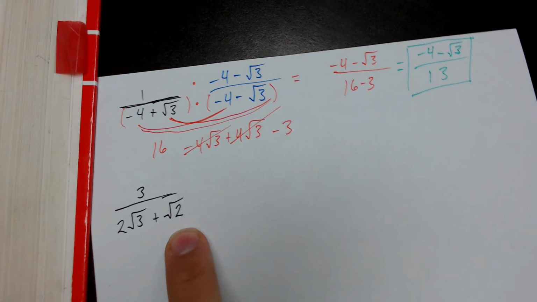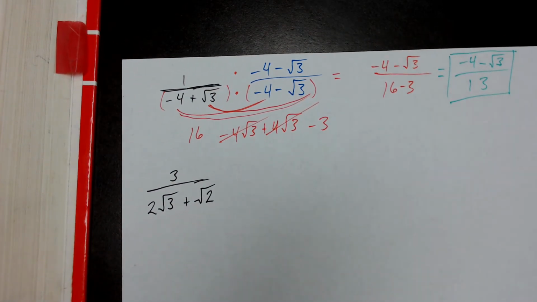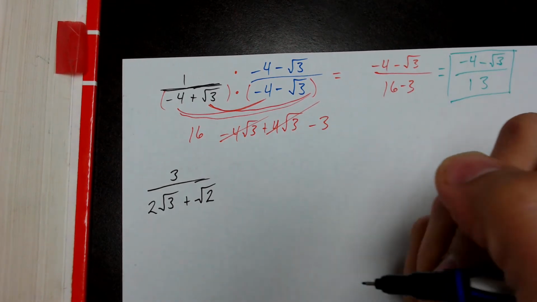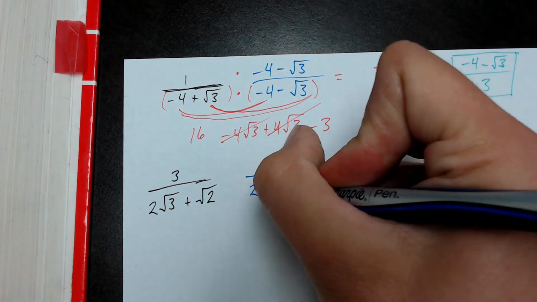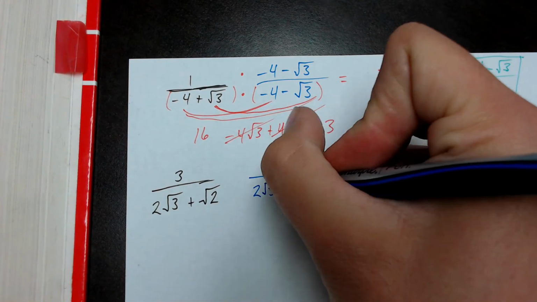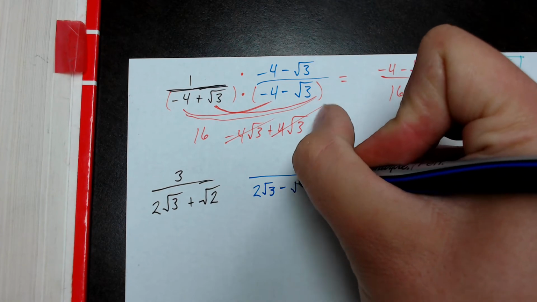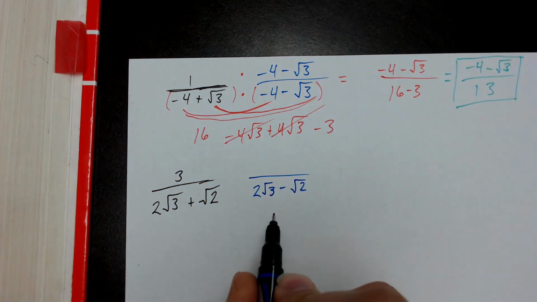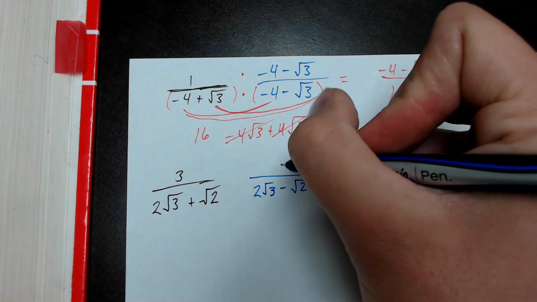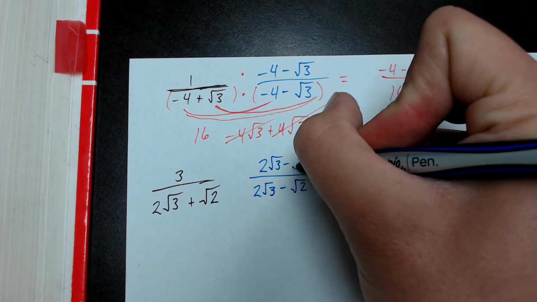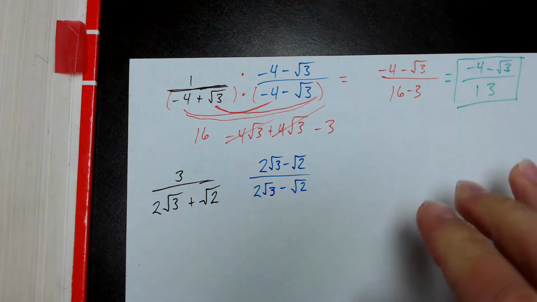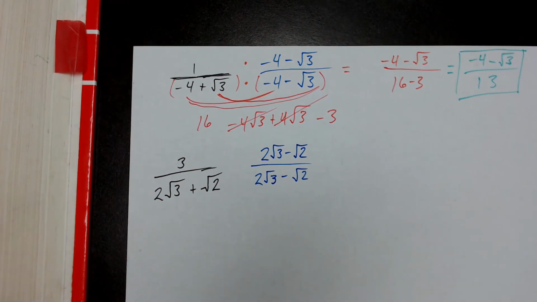Okay, over here we've got our next example, which is 3 over 2 root 3 plus square root of 2. First we're going to identify our conjugate, which is going to be 2 root 3 minus root 2. So again, same terms, all we do is change the sign. And we'll multiply both the numerator and the denominator by that term. And then we'll go on to our multiplication step.